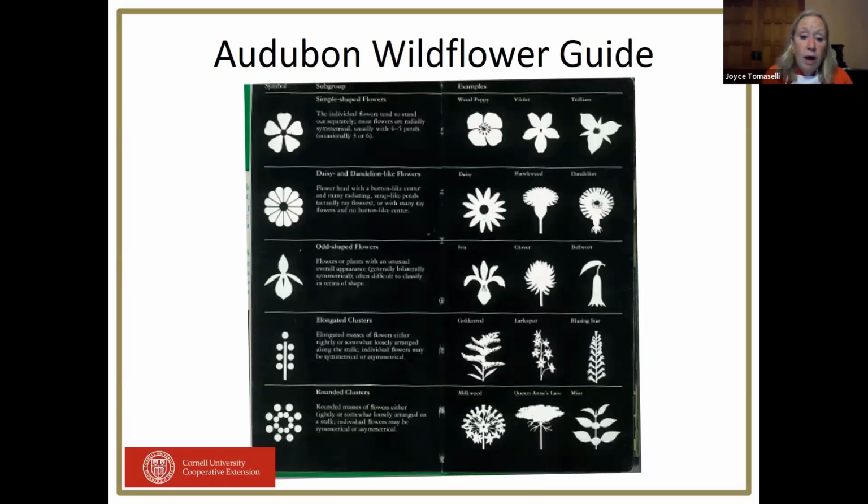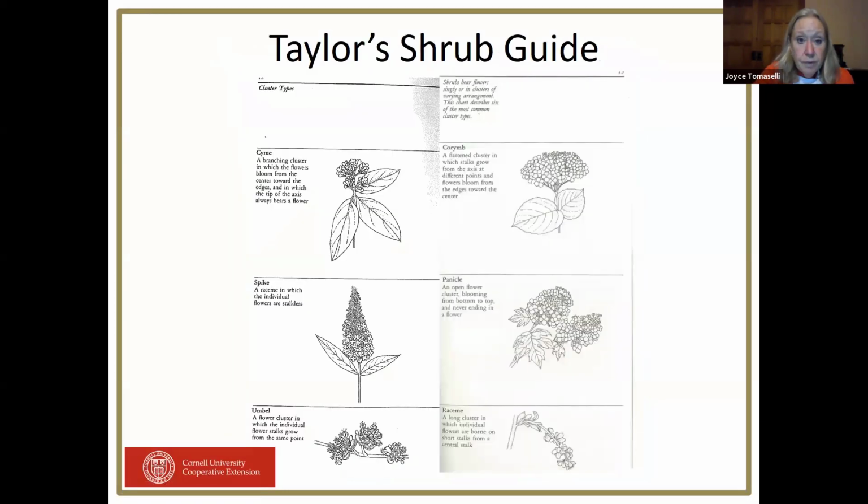This is an example of an Audubon wildflower guide, and this is showing the format at the beginning. And so for each color, you have simple, you have daisy-like, you have odd-shaped, you have elongated clusters, and you have rounded clusters. And so it shows as an example for yellows, this would be the blue example. It shows, I can't read that, larkspur, blazing star, so this probably is the purples. Very useful, very, very good. That's an example of a field guide. This is an example of Taylor's Shrub Guide.